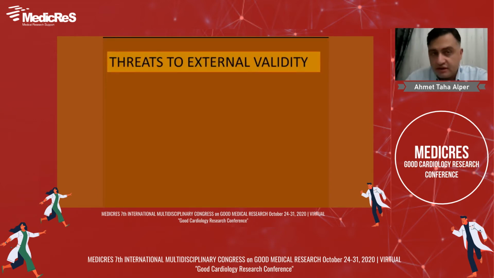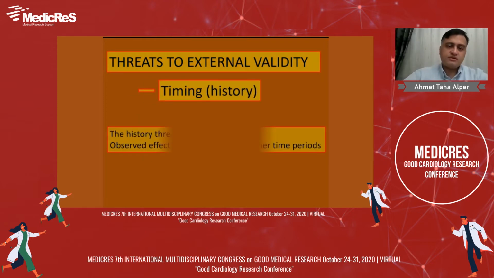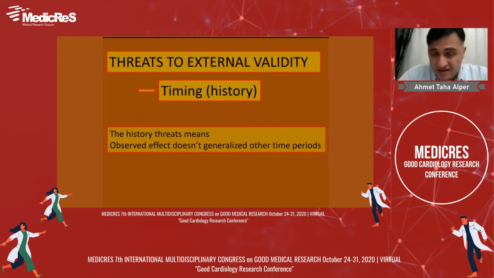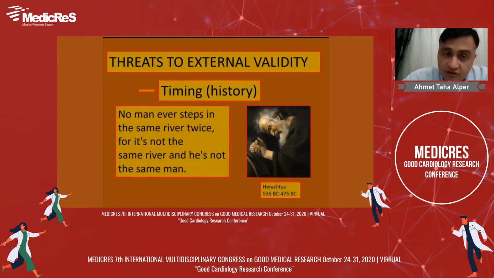There are a number of threats to external validity. Here are three examples: timing, setting, and participant characteristics. Timing, the historic threat, means the observed effect does not generalize to other time periods. Actually, it was mentioned more than 2,000 years ago by a pre-Socratic philosopher, Heraclitus, and he said that no man ever steps in the same river twice, for it is not the same river, and he is not the same man.